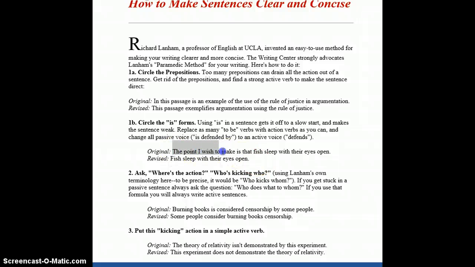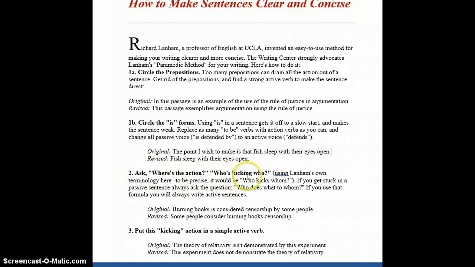So the point I wish to make, that's redundant. If you're typing something, if you're printing something, we know that you're making a point. Is that, anytime you have a phrase is that, you can be pretty sure that you've got a wordiness problem.